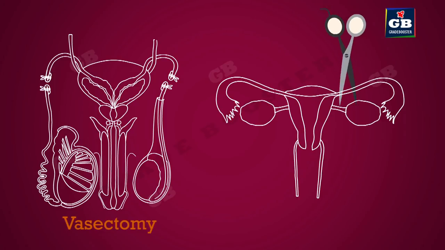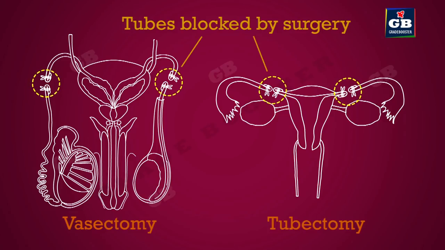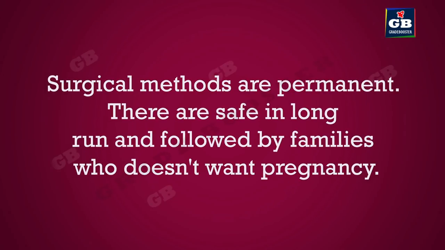Tubectomy: if the fallopian tube in the female is blocked by a small surgery, the egg will not be able to reach the uterus. Surgical methods are permanent. They are safe in the long run and are followed by families who don't want pregnancy.